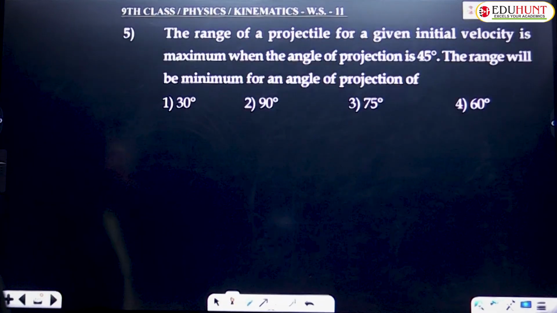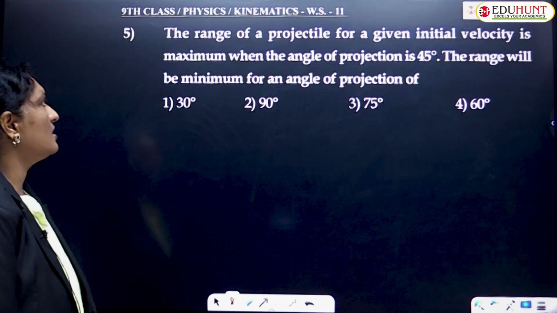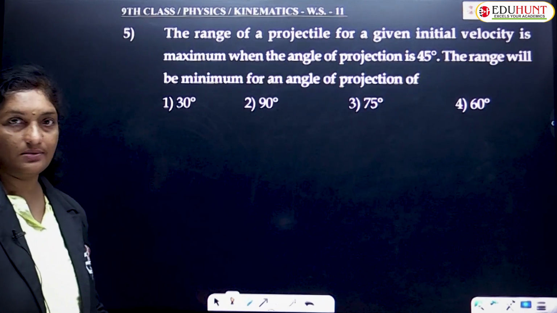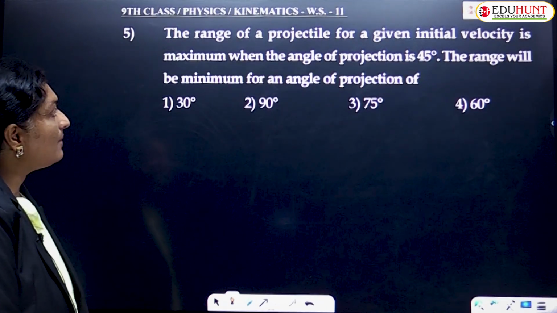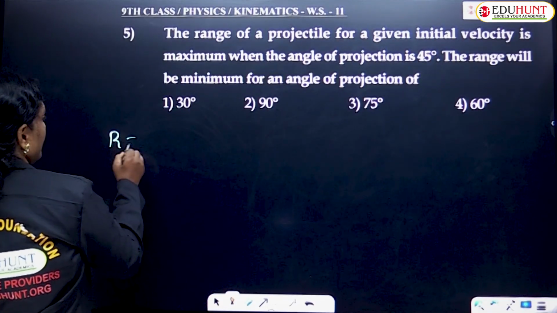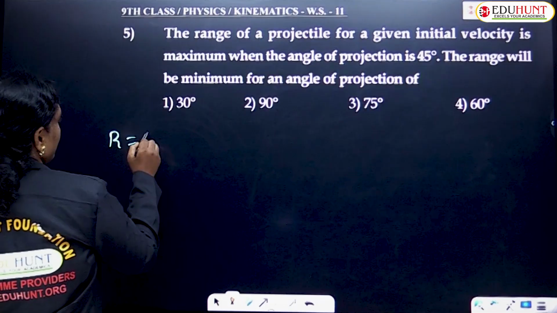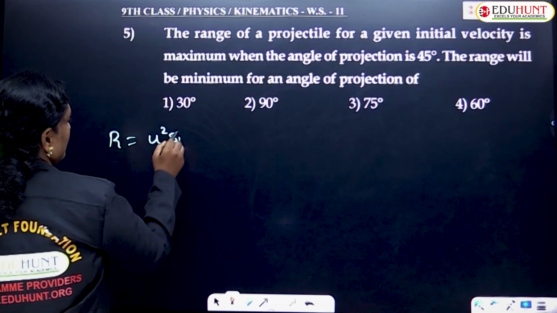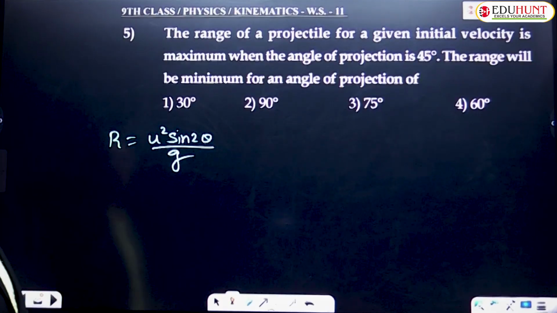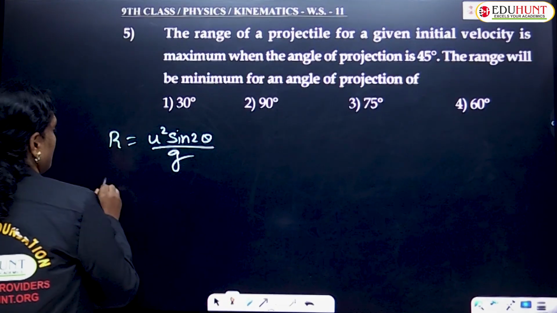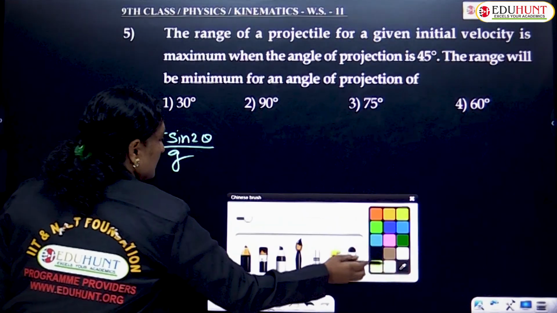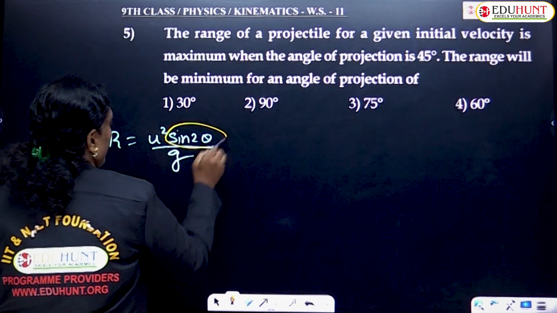Okay, next question. The range of a projectile for a given initial velocity is maximum when the angle of projection is 45 degrees. We know this. The range will be minimum for the angle of projection of. Let us see the range formula. What is the formula for range, children? u square sine 2 theta by g is the formula for range. In order to get the maximum range, this sine 2 theta must be 1.